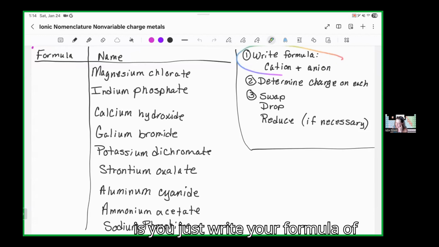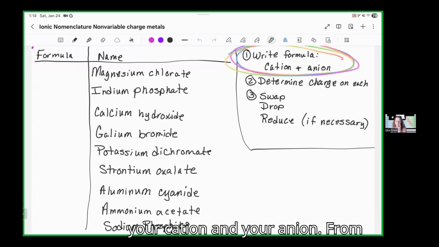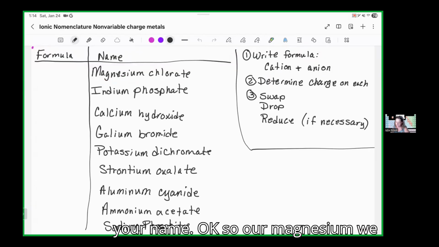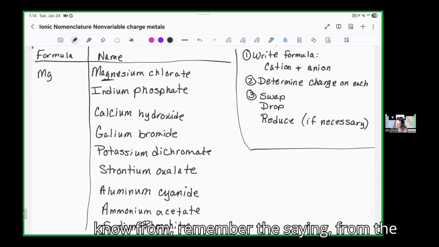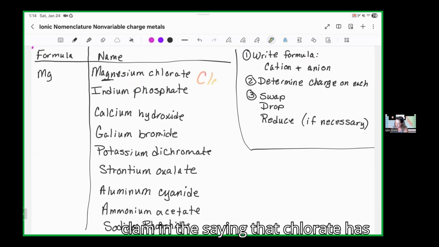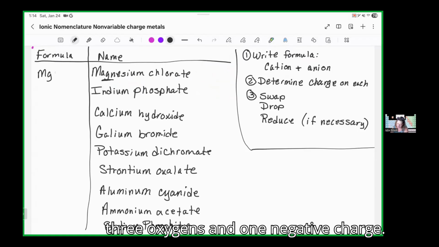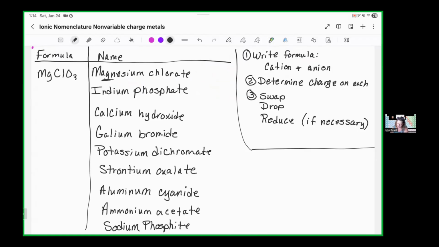So the first is you just write your formula of your cation and your anion from your name. Our magnesium we know is Mg because the G came first in the name, and chlorate we know from the saying that chlorate has 3 oxygens and a 1 negative charge. So we write our formulas down. We are not finished. That's only our first step.